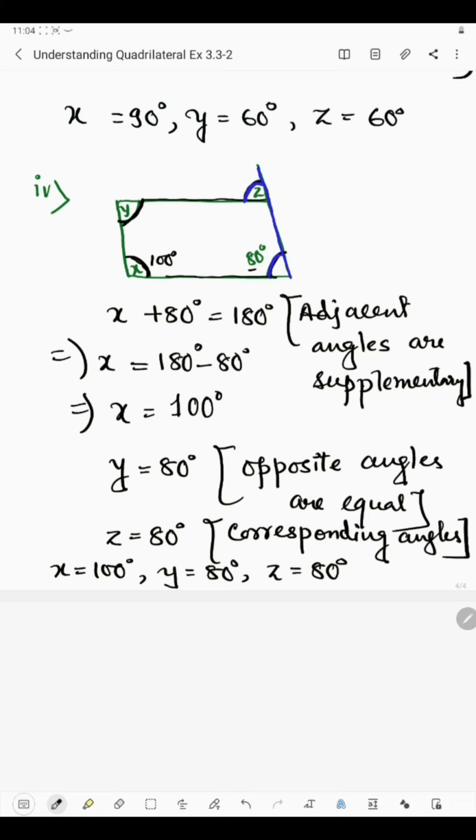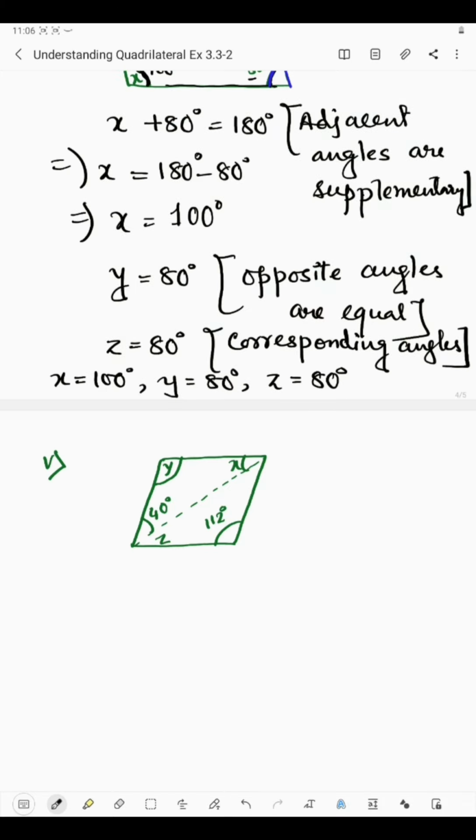Okay, now coming to the last part. In the last part also we have a parallelogram, and here angle y, this is angle x and this is angle z. We have to find the value of x, y and z, and this is 40 degree and here is 112 degree. Now which one is easier to find? By seeing the figure we can easily find that angle y and 112 degree are opposite angles, isn't it? So angle y is equal to 112 degree as opposite angles are equal.